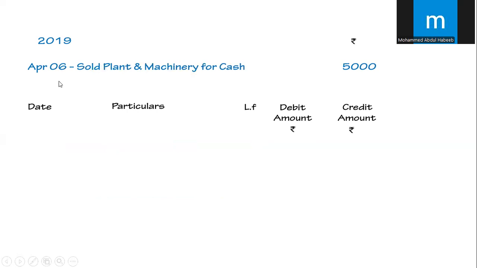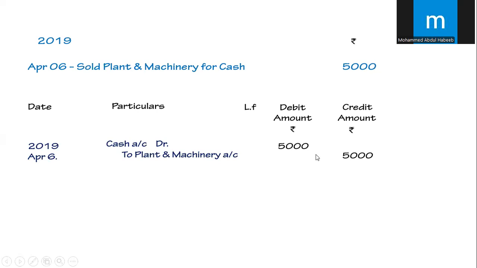Coming to the next transaction, which is on 2019 April 6. The transaction is given as sold plant and machinery for cash, 5,000. So we are selling plant and machinery. So first here the date will be taken as 2019 April 6. As we are selling plant and machinery, we will be receiving cash in return. So cash, as it is coming into the business, it will be debited. So the general entry will be cash account debit, 5,000 will be debited. In return, we will be giving plant and machinery. So as plant and machinery is going from the business, it will be credited as to plant and machinery account. It will be recorded as cash account debit 5,000 to plant and machinery account 5,000, and the narration will be recorded as being plant and machinery sold for cash.